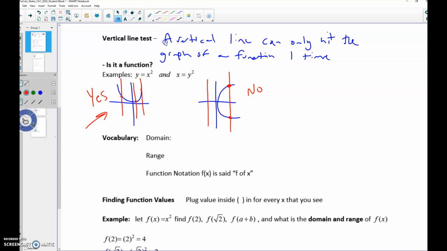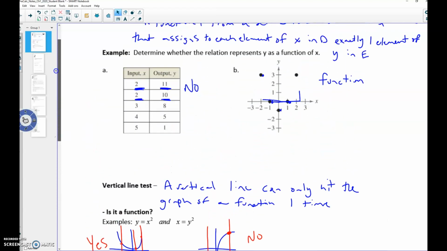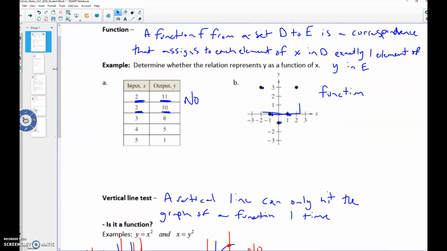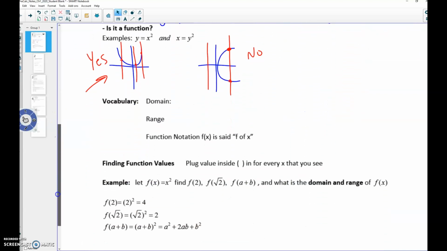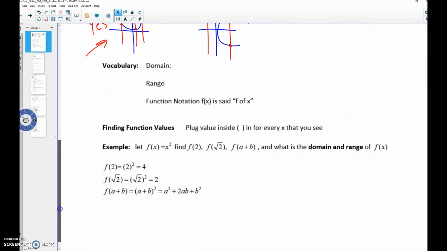And just really quickly running back up to the example we did earlier, the vertical line test would work really well for this example too, because if I draw the vertical lines in here, it only hits 1 point at a time. If I sketch the graph of this, 2, 11 would be there, 2, 10 is there, and that would fail the vertical line test. So that's why this one is a no. The vertical line test is by far the easiest way to know if something's a function or not.